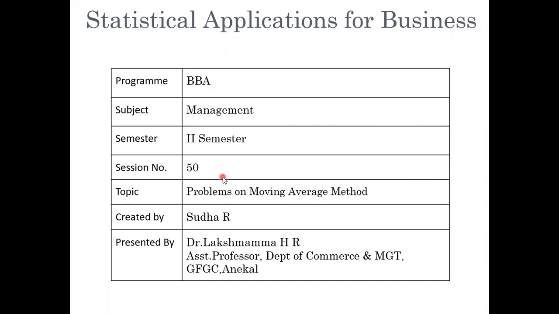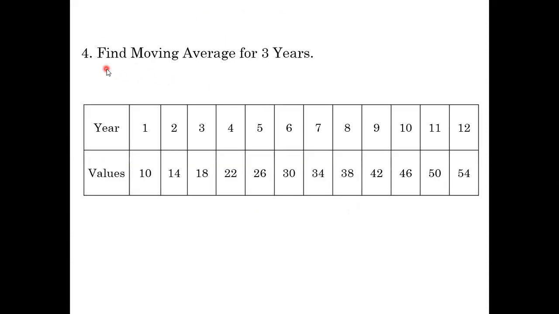Today's session is the 50th session. We are solving problems on time series under the moving average method. In the previous session also, we solved problems on the moving average method. Let us continue the session with the time series on moving average method. Find the moving average for 3 years. See the number of years given here. We are going to find the 3 years moving average for this problem.